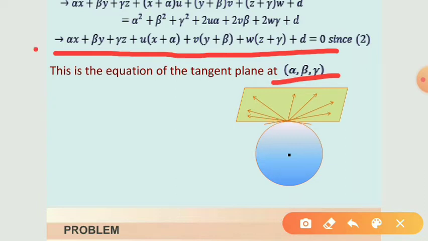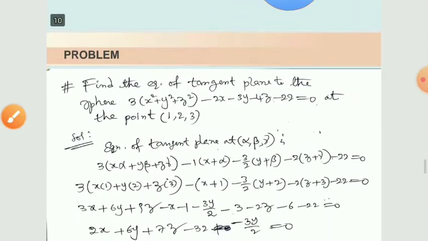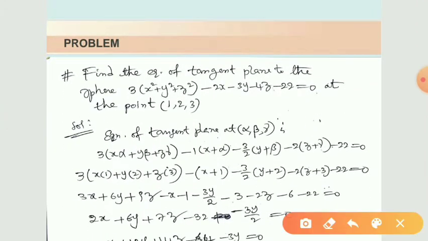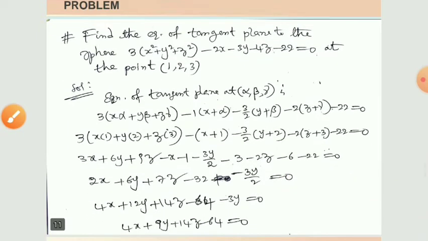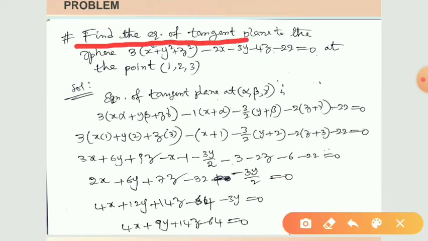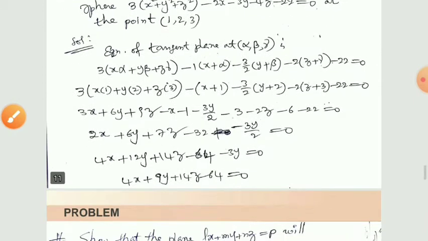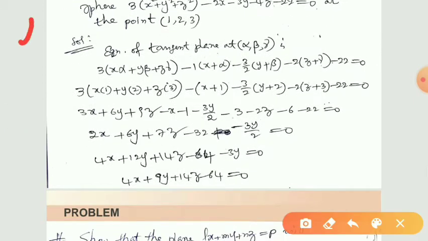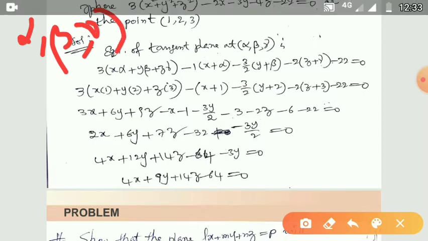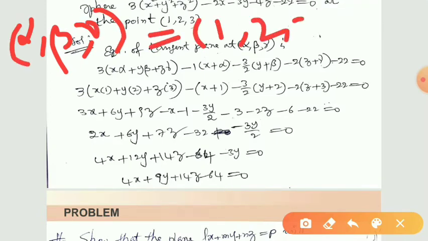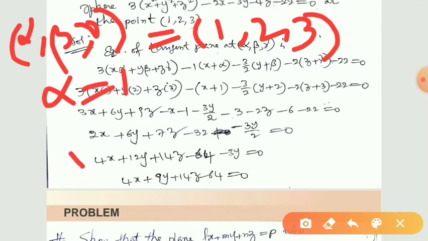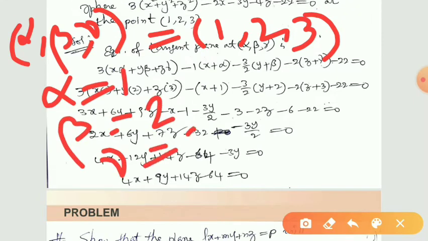So by applying this principle we find the equation of the tangent plane at any point on the sphere. So see this problem. Find the equation of the tangent plane to the sphere 3 into (x square plus y square plus z square) minus 2x minus 3y minus 4z minus 22 is equal to 0 at the point (1, 2, 3). Here (alpha, beta, gamma) is equal to (1, 2, 3). Therefore alpha is equal to 1, beta is equal to 2, gamma is equal to 3.